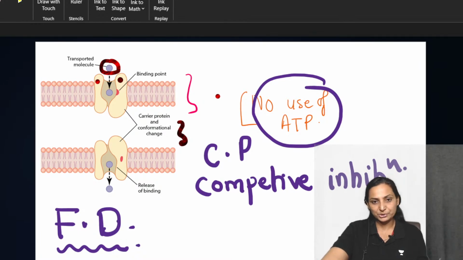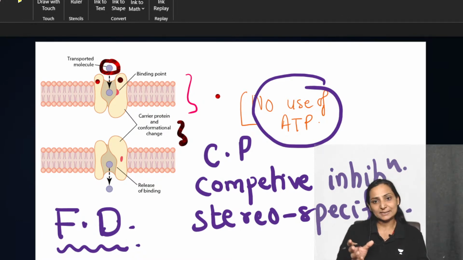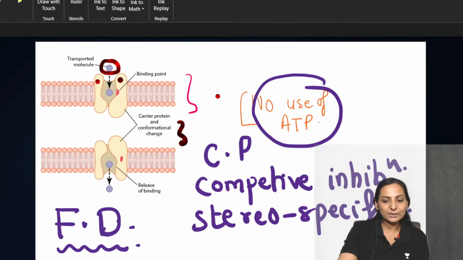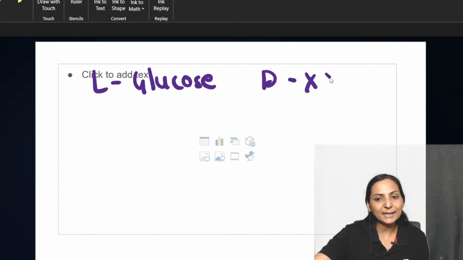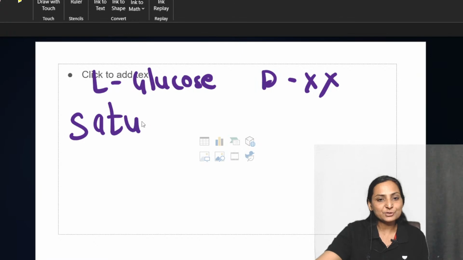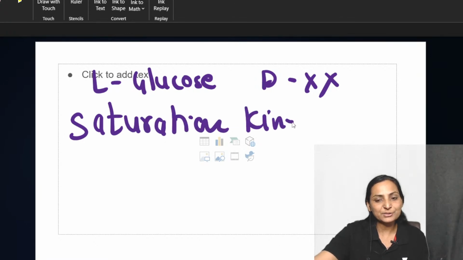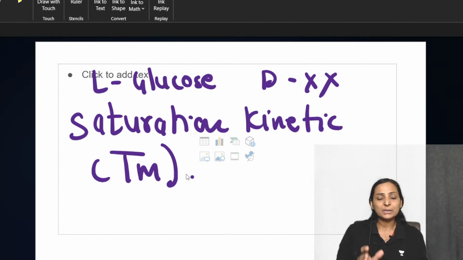The same thing you study in pharmacology also. It shows stereospecificity. What do you mean by stereospecificity? This means that if suppose there is a carrier protein to which L-glucose can attach, the D-isomer cannot attach, right? That is what is called stereospecificity. Another very, very important feature is that it shows saturation kinetics, which we express in the form of Tm, that is transport maximum. So this is something very, very important with regard to the difference between your active transports and facilitated.